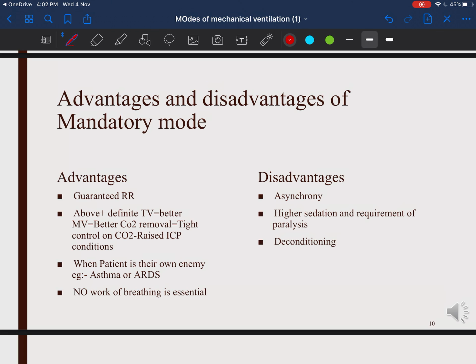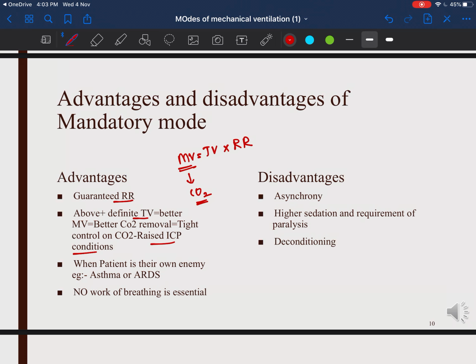See, in a mandatory mode, you have a guaranteed respiratory rate and a guaranteed tidal volume. So minute ventilation, which is the multiplication of tidal volume and respiratory rate, is guaranteed. If minute volume is guaranteed, it means you have complete control over your carbon dioxide removal. So in conditions where you require complete control over your carbon dioxide levels in blood, you will use a mandatory mode. A classical example is raised ICP conditions, raised intracranial pressure conditions.